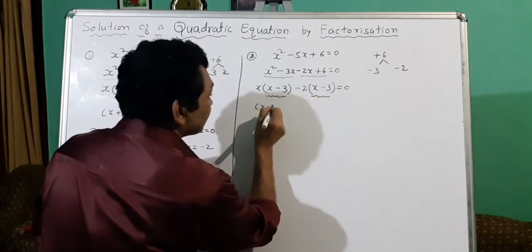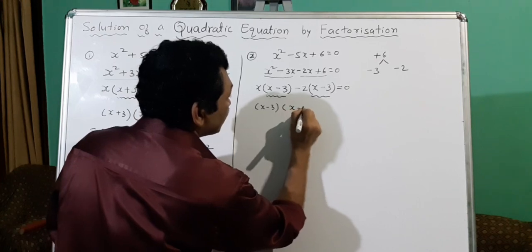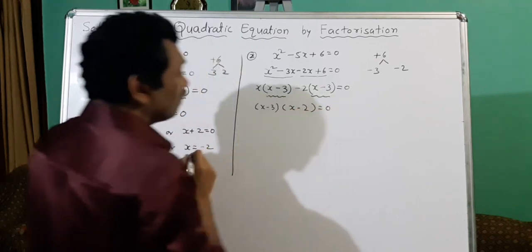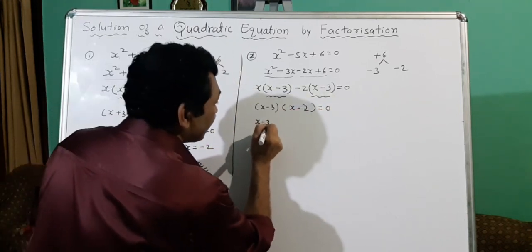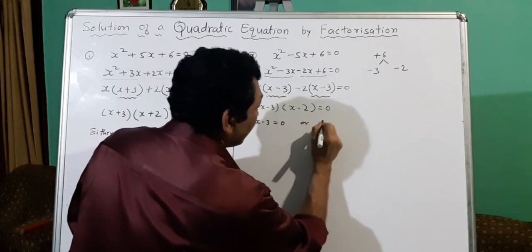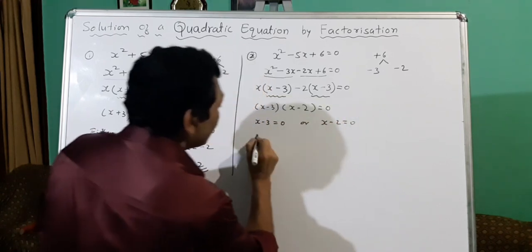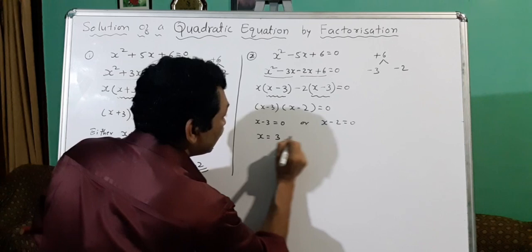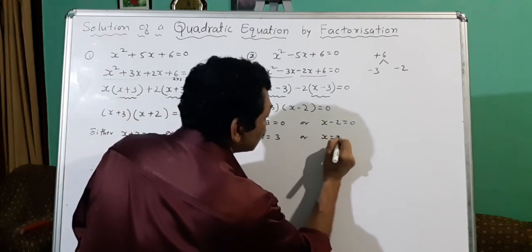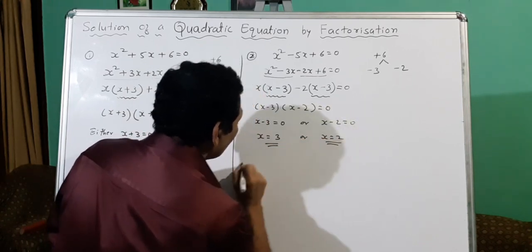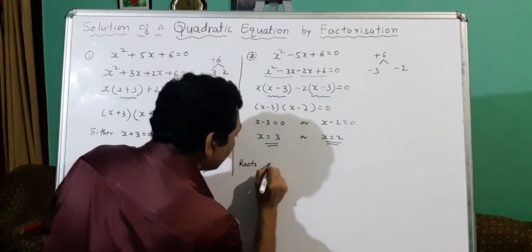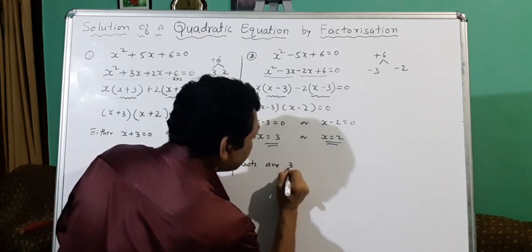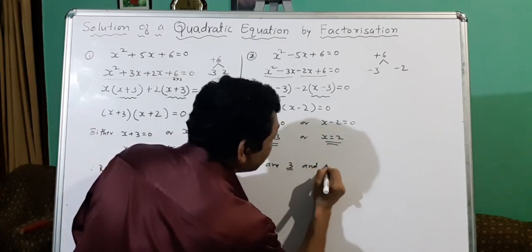So x minus 3 into x minus 2 is equal to 0. And therefore, either x minus 3 is equal to 0 or x minus 2 is equal to 0. Therefore, x is equal to 3 or x is equal to 2. And therefore, roots are 3 and 2.